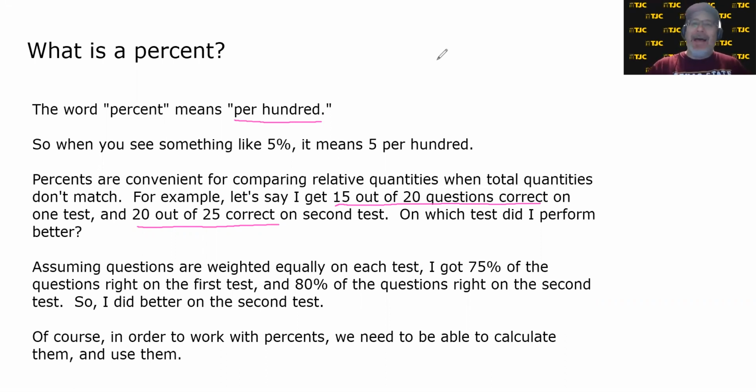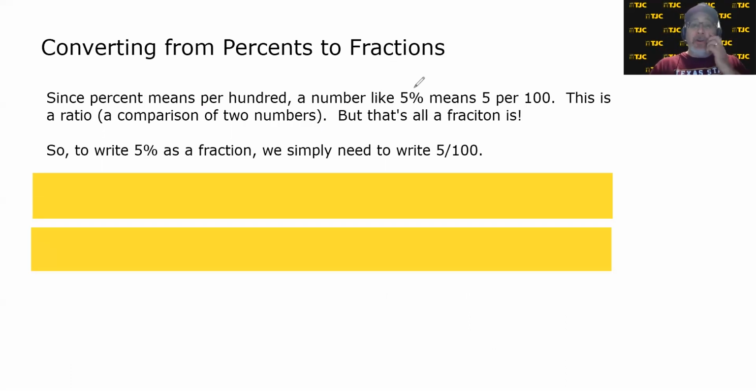Now, of course, in that example, I didn't explain how I converted the ratio 15 out of 20 to 75% and the ratio 20 out of 25 to 80%. And you may already know how to do that, and that's great. But I'm going to go through some conversions in these first couple of videos. So in order to work with percents, we need to be able to calculate them and use them. So let's start with converting percents to fractions. In this video, we're going to convert from percent. So we're going to start with the percent and convert it to something else. In the next video, we'll convert from a number to a percent.